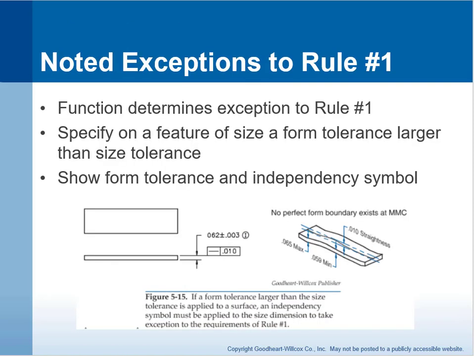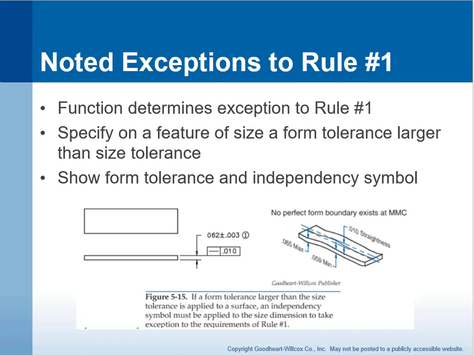Now, noted exceptions to Rule 1. Function determines exceptions to Rule 1. Specify on a feature of size a form tolerance larger than the size tolerance. Because remember, that's just not proper. So in this particular case, specify on a feature of size a form tolerance larger than the size. Show the form tolerance and the independency symbol.